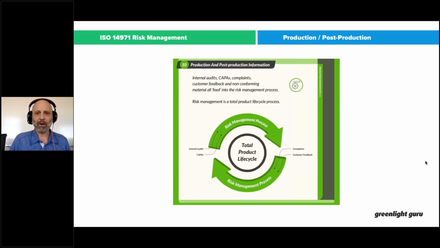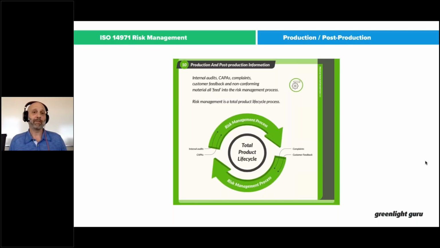And here's the beautiful part about risk management. It's a life cycle process. So you don't just do it one time during the design and development process, check a box and be done with it. The idea is it's living throughout the entire product life cycle. So as you have feedback and complaints and audits and all these things that start to have a non-conformance, those all need to be risk-based in their methodology and approach to begin with, but also should be feeding into the assessment that you've done in the past.